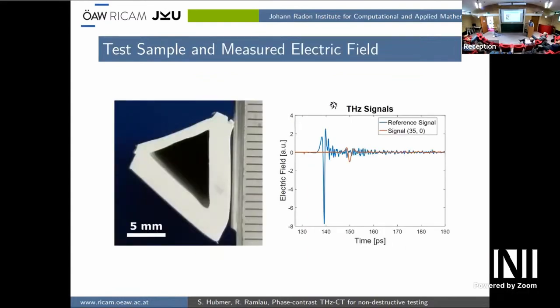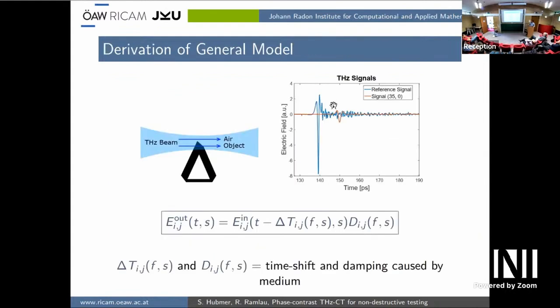Then we had an observation. So this is a nice triangular sample, and we can send a terahertz beam through, and let's say it doesn't actually pass the sample. Then it would look something like this. It's a terahertz pulse. And if it passes through the sample, it's more or less a similar pulse, which is damped and delayed. Okay, that looks strangely familiar. Maybe we can do something with that. And this was the start of our rather simplified model.